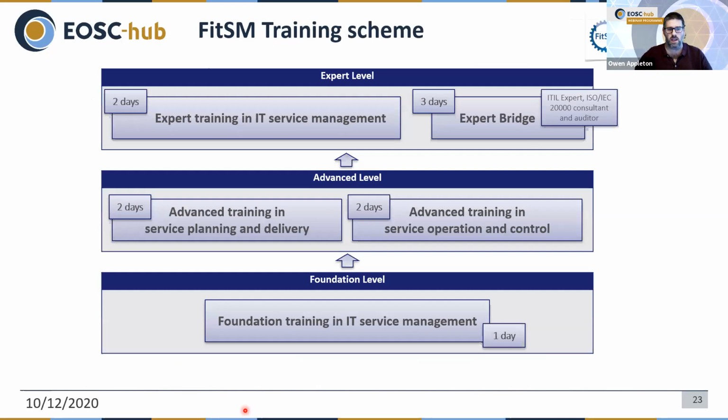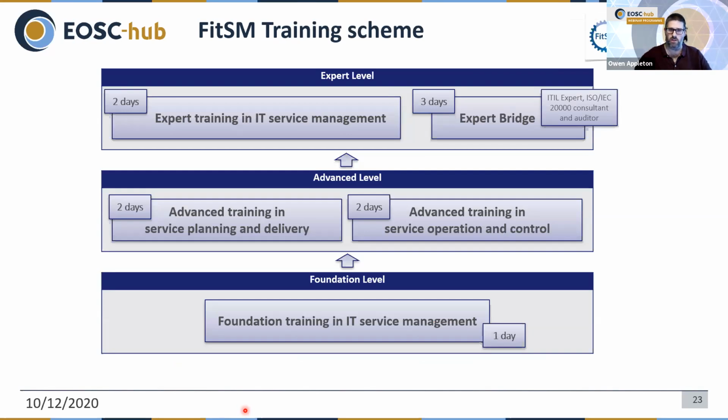There's also a training scheme, 3-level training scheme. There is a foundation course, which is very popular in our sector, which is only 1 day, although I would point out it's 1 day face-to-face. This course has been being run virtually in the COVID era. Hopefully I'm not dating myself by saying that. Virtually, it actually takes a bit longer.